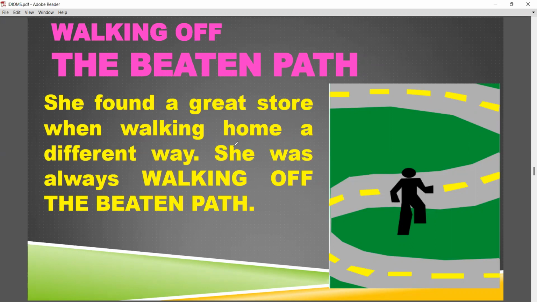Now what is walking off the beaten path? It means you follow something which is not very popular or known to many people. For example, she found a great store when walking home a different way, she was always walking off the beaten path. Or, we want to find a camping site that is a little bit off the beaten path. That means something different from what other people do, or what is popular with other people. That is walking off the beaten path.